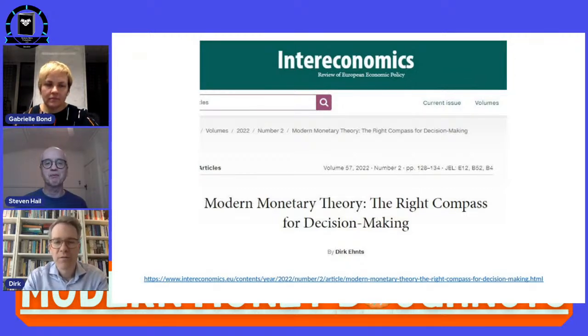Well, there were two authors affiliated with the Banque de France, the French central bank, and they wrote a paper which was called, I think, Modern Monetary Theory, the Wrong Compass for Decision Making, something along those lines. I thought it's great that central bankers do engage with MMT, and they look at the arguments and they can use it for their own decisions. So I mean, it's really the right kind of framing. So is MMT a good compass for decision making? That's really a very good question.